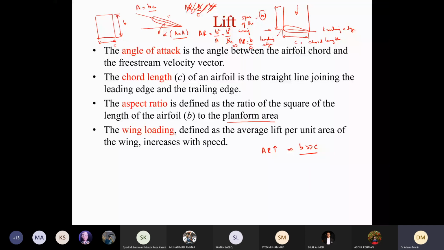So now I'll just go through this again. The angle of attack is the angle between the aerofoil chord and the free stream velocity vector. We saw this. The chord length C of an aerofoil is the straight line joining the leading edge and the trailing edge.